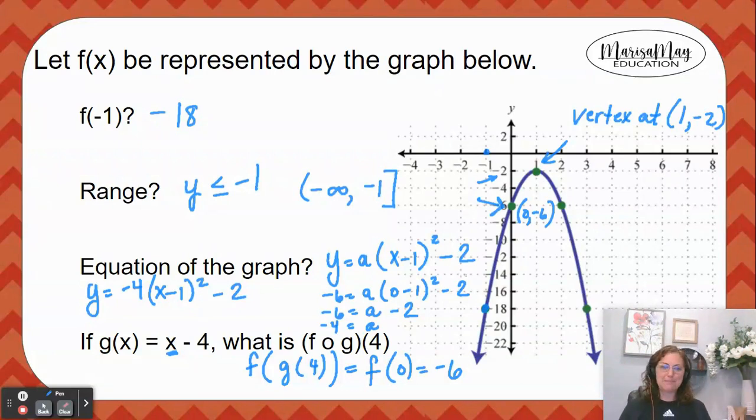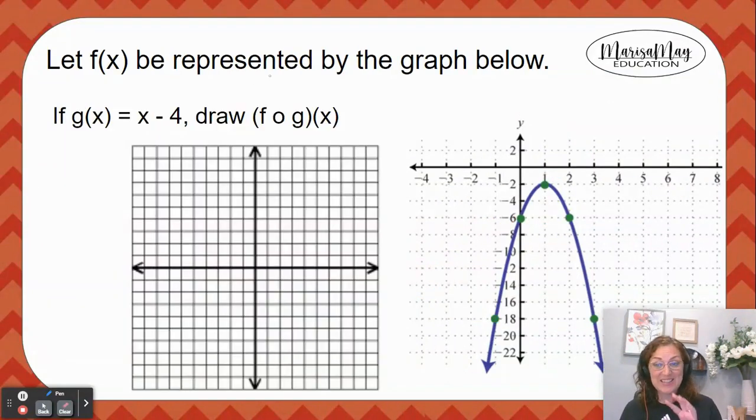Practice makes progress. All right, so now we're going to go one step further, and that is to draw a graph of this f of g of x. Hang with me here because we've got to pay attention to all the details. All right, so I'm going to build a table for us.